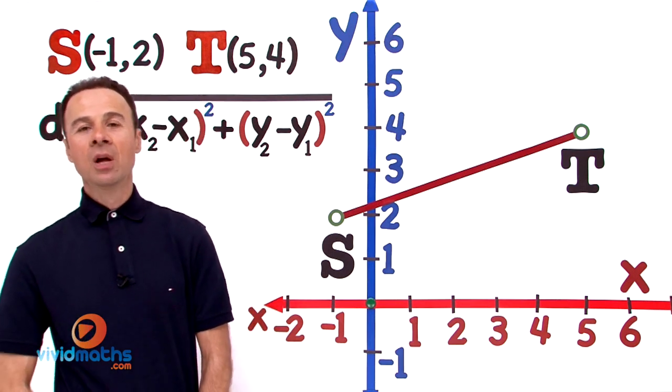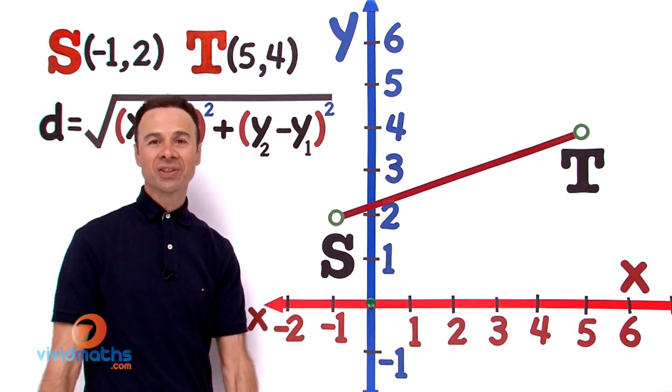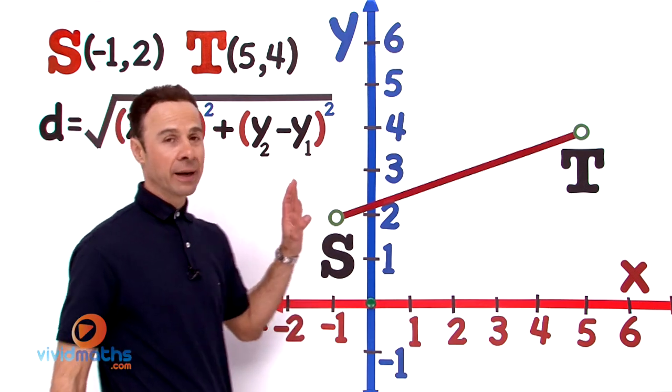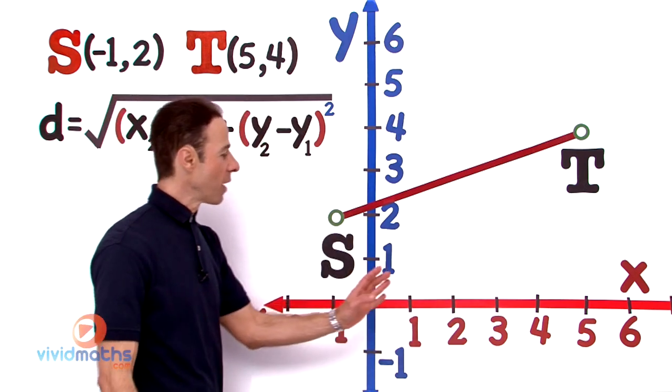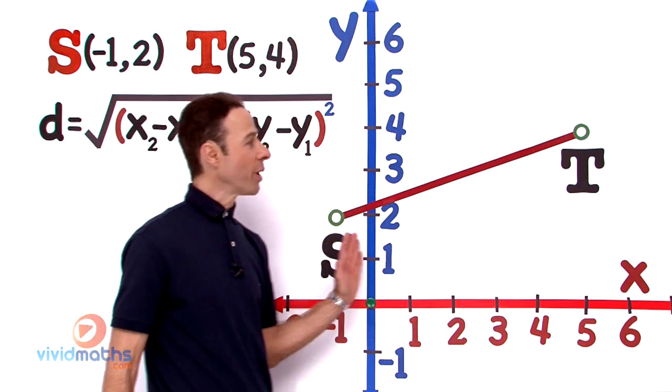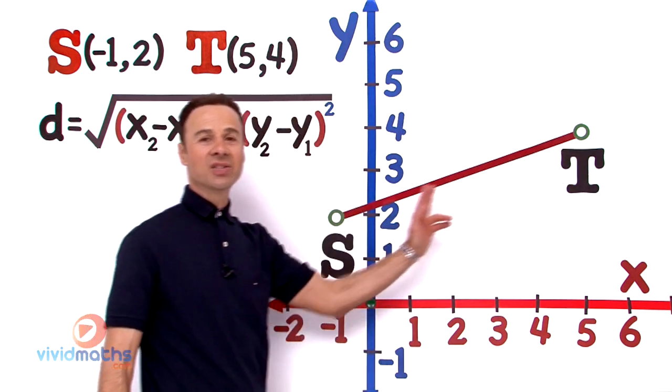In this example, what we're going to do is work out the distance between 2 points on a number plane. We have the two coordinates, the first coordinate S all the way across to point T. Now that is the distance we're looking for.